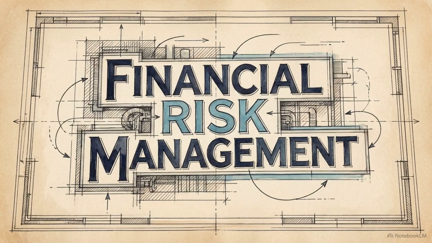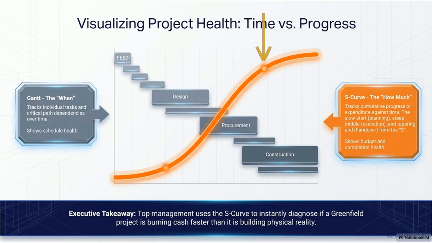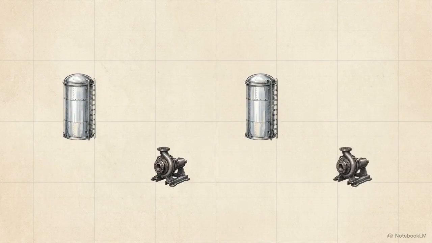Keeping those two things, the money spent and the bricks laid, moving in perfect step is the ultimate goal. In the industry, we call this protecting the S-curve. This graphic shows the S-curve laid over the task schedule, which gives top management an immediate health check. A quick glance at that curve tells them if a project is burning through cash faster than it is building physical reality.